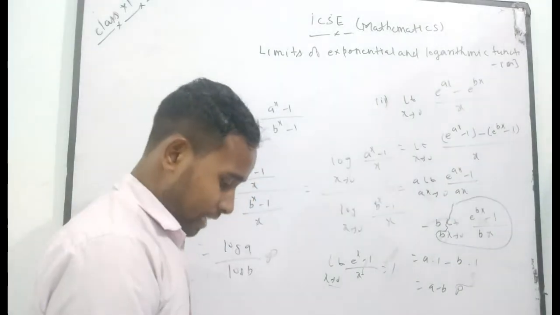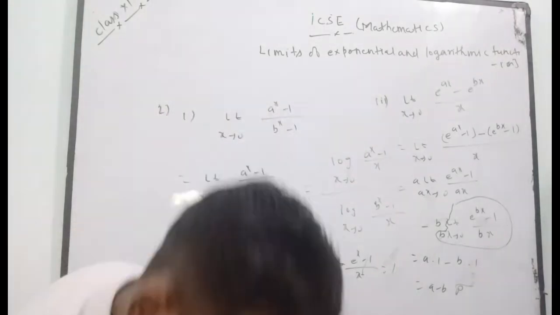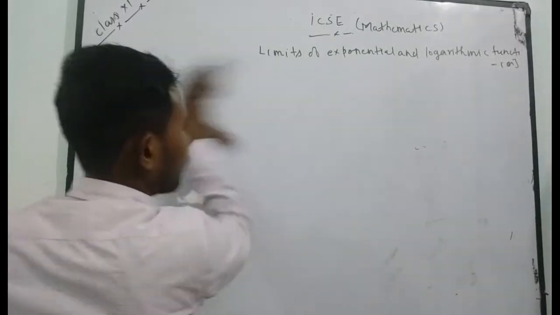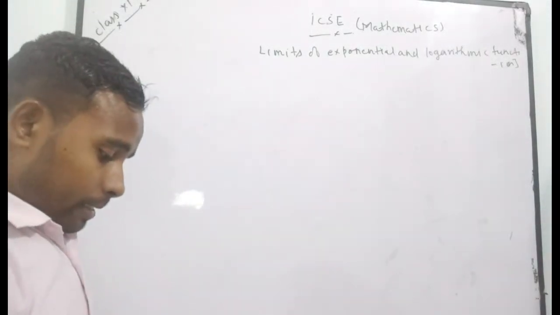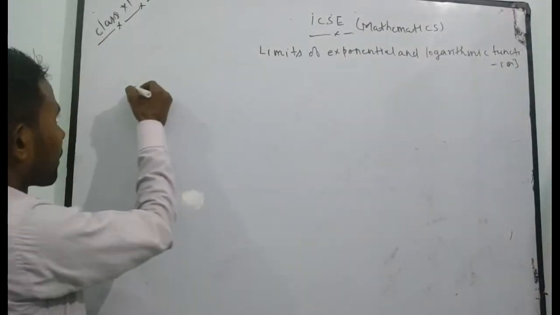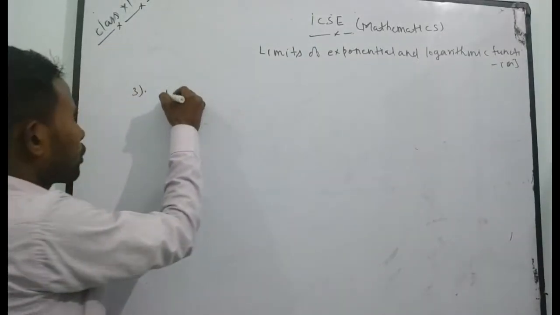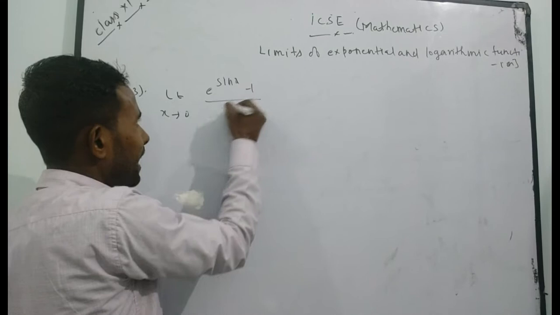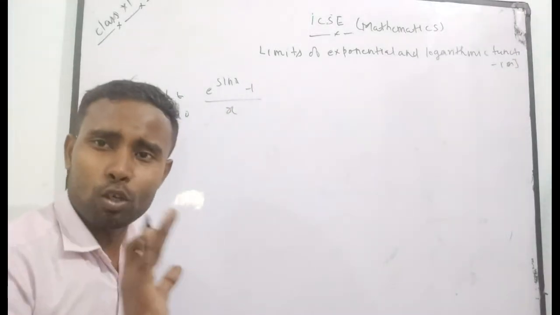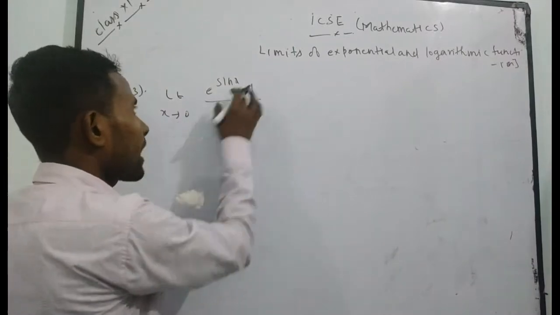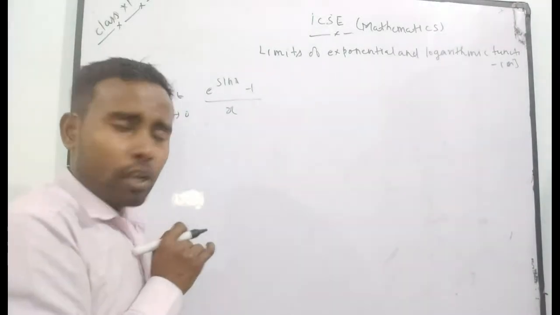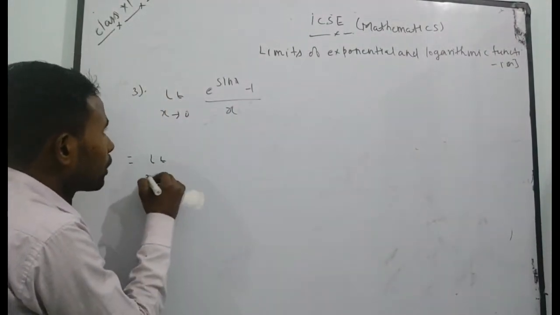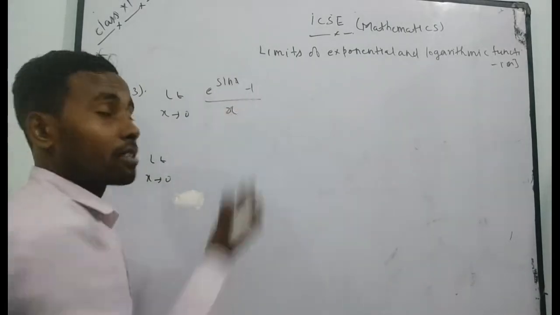Now I want to take the next problem for you. This is your second problem. Now I want to take the third question. In the third, limit x approaching 0 of (e to the power sin x minus 1) by x. Firstly, you want to solve by the direct putting value method, but if you put x equal to 0, it becomes 1 minus 1 divided by 0, that means 0 by 0, which is an indeterminate form. So you will definitely use a standard formula. There is e to the power sin x.